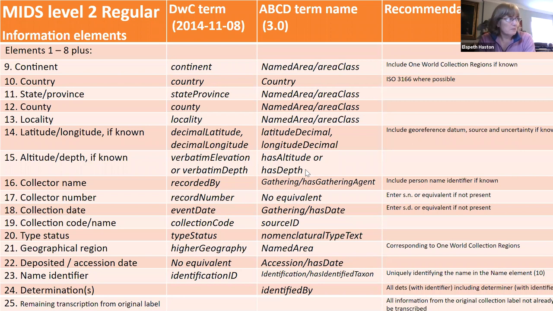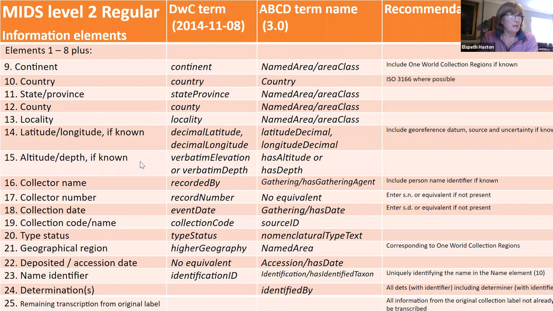In MIDS level two, these are the data elements that we are currently expecting for a specimen to achieve MIDS level two. And a key part of the data here, as well as the who and the when, so the collector and the collection date, a lot of the data in here are about geography, are about the place.